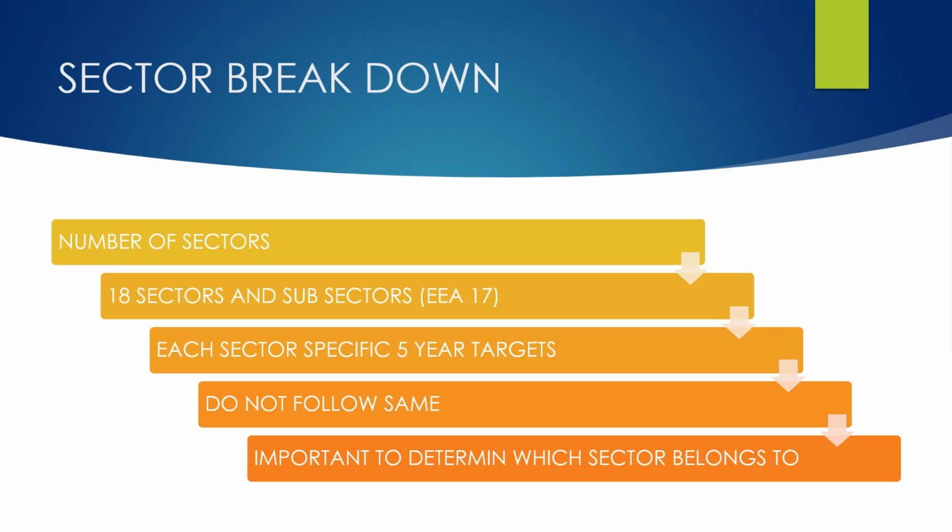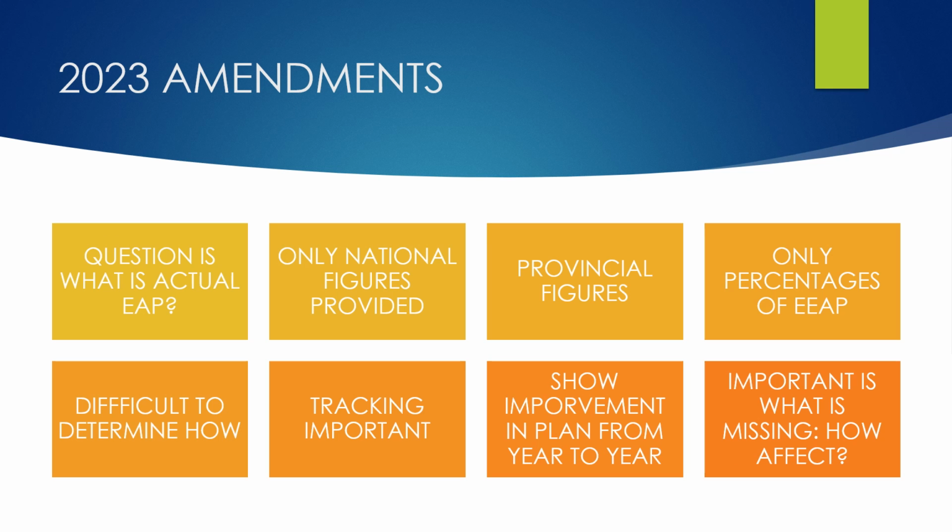Unfortunately, this session is not to go into detailed explanation of the specific government gazettes, but formal training will hopefully address that later. Further in 2023, there were amendments about the actual EAP, the national figures that were provided, the provincial figures. All of these were only now in percentages, so it's not as it was in the past where actual numerical figures were provided.